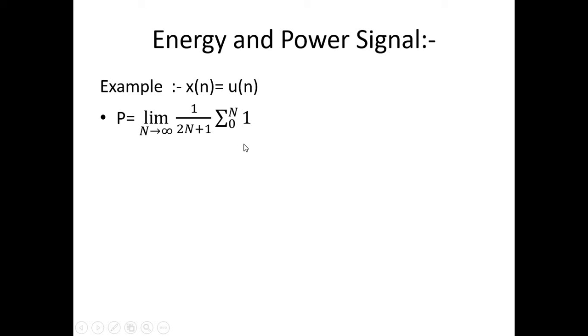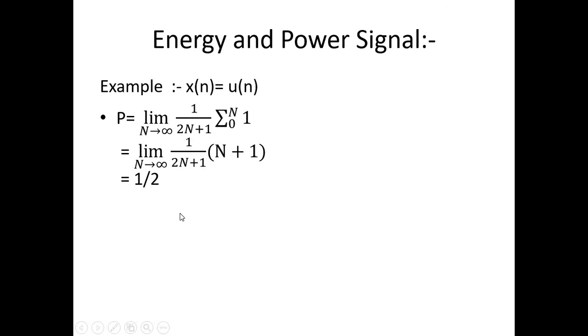If we solve this, the final term we get is the upper limit minus lower limit plus 1. The upper limit is n, the lower limit is 0, plus 1, so we get n plus 1, and we divide it by 2n plus 1, where n tends to infinity. If we solve this, we get the value one half. So we can say that one half is a finite value, so the power value is finite. Now we have to calculate the energy value, and only then can we conclude whether the signal is an energy or power signal.